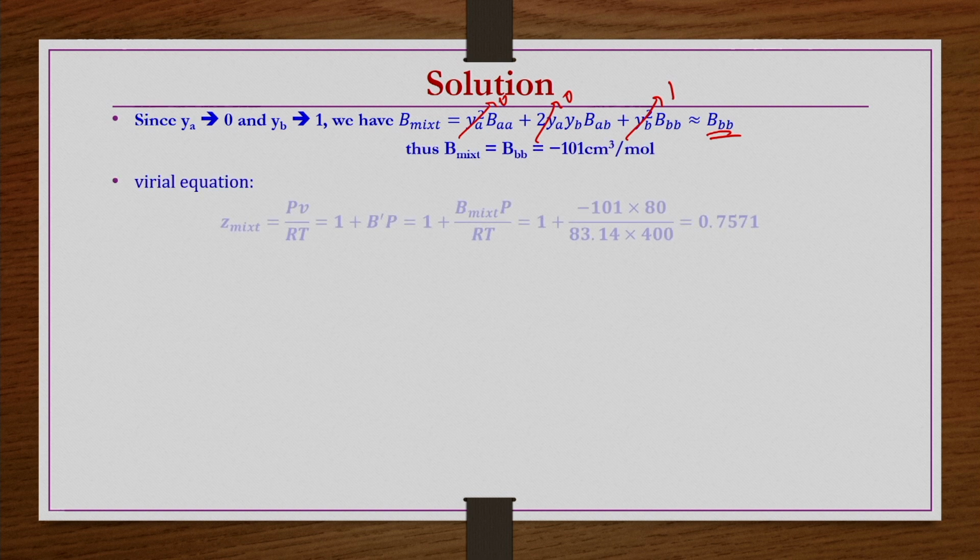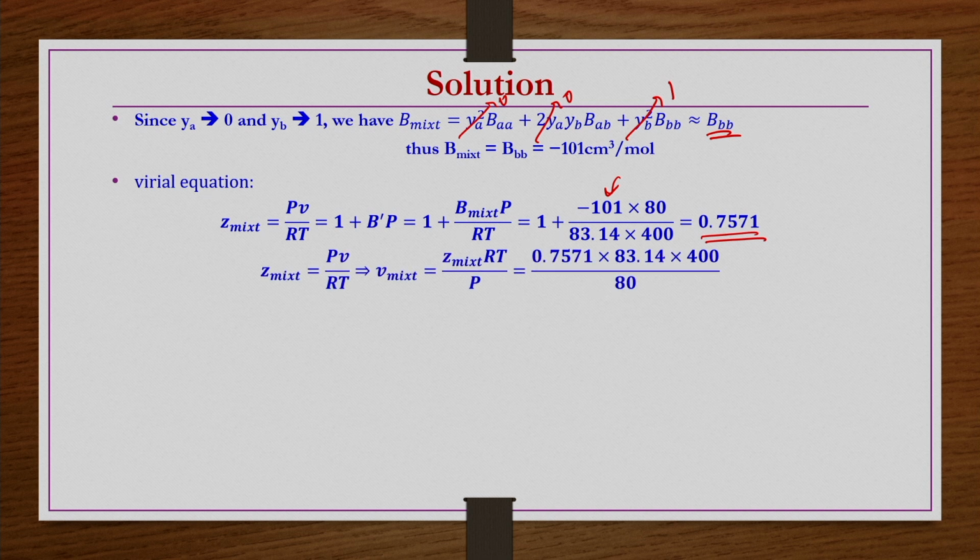Right. So, then we need a Z mixture, because the equation we are going to use to get the cross virial coefficient has a Z mixture term. Z mixture is given as 1 plus B mixture P by RT. So, B mixture is now approximated as minus 101, because it is a kind of pure B. Then Z mixture is equal to 0.7571, right. And then if you have Z mixture, you can find V mixture as Z mixture RT by P. When you do this, you get V mixture as 314.7255 centimeter cube per mole.